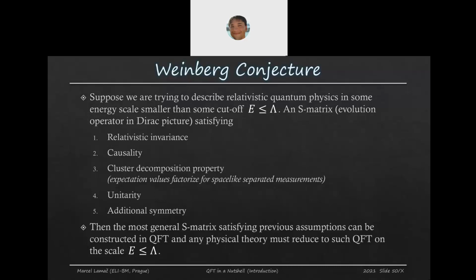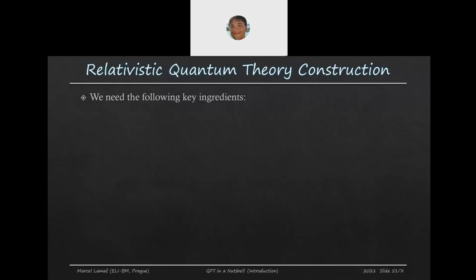So in this specific meaning, we see that this is another point why we should consider these quantum field theories. They seem to be a very strong formalism that we can use to describe relativistic quantum mechanics. To construct relativistic quantum theory, we need therefore the following key ingredients.